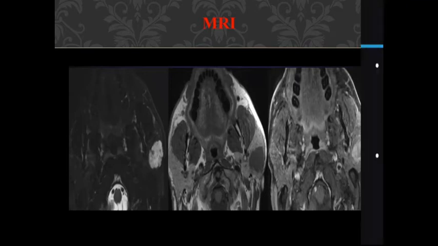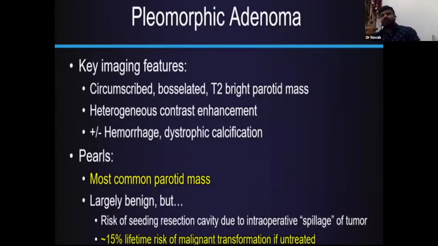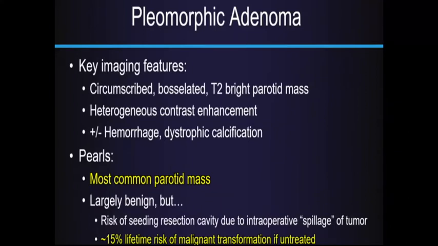Yes, sir. So the key imaging features of this patient are a circumscribed T2 bright parotid lesion showing heterogeneous contrast enhancement. In this lesion, there are no features of hemorrhage or calcification. So this is the most common benign parotid lesion, right? Yes, sir. What are the other benign lesions in the parotid? Lymphoepithelial cyst, simple cyst, benign intraparotid lymph nodes.